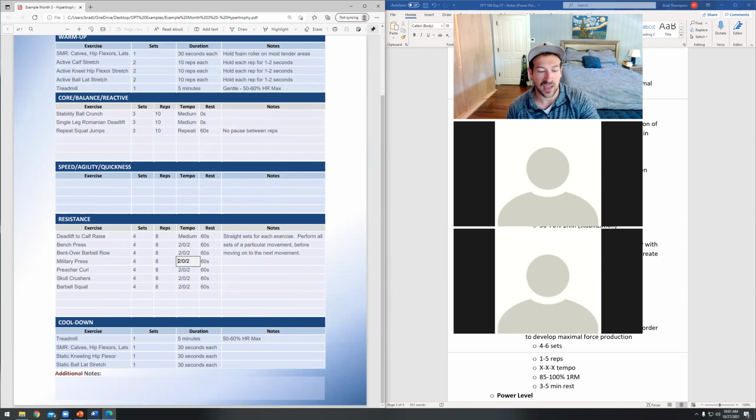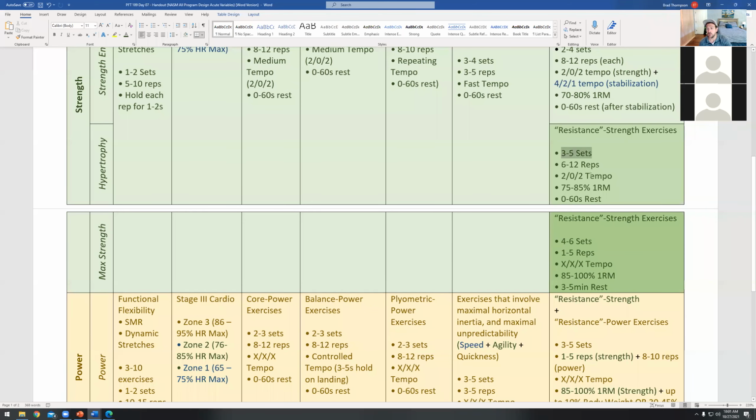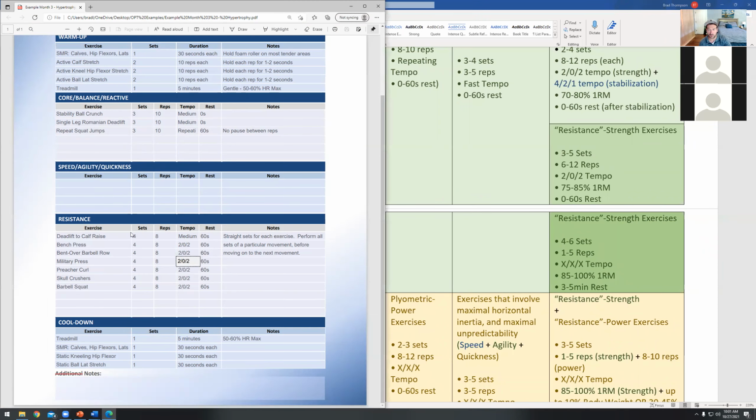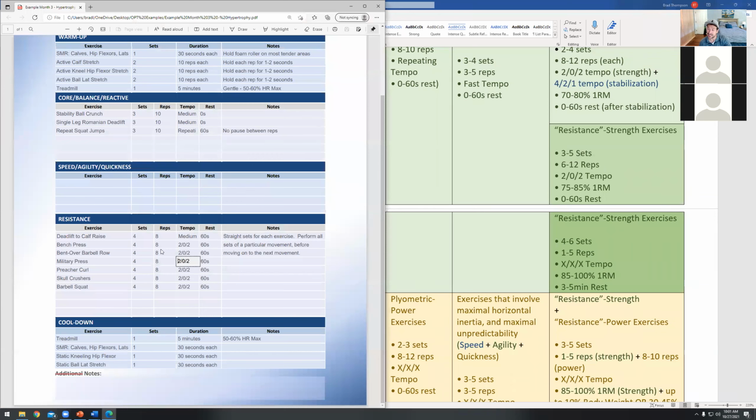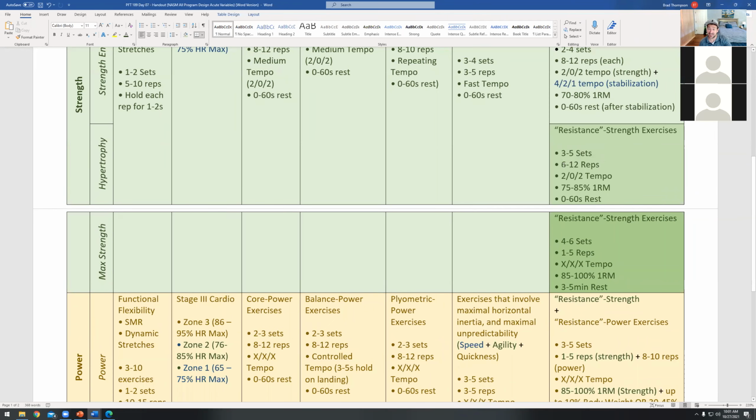And now for my resistance section, anywhere from 3 to 5 sets. So I went right in the middle this time with 4. Anywhere from 6 to 12 reps. So again, I went right in the middle with 8, which, by the way, with a senior client, 8 is about as low as you're going to go. Hypertrophy can get as low as 6, which is really the heavy hypertrophy, but it doesn't have to be. So for seniors, we kind of stop it a little early. Again, that's an exception to a rule.